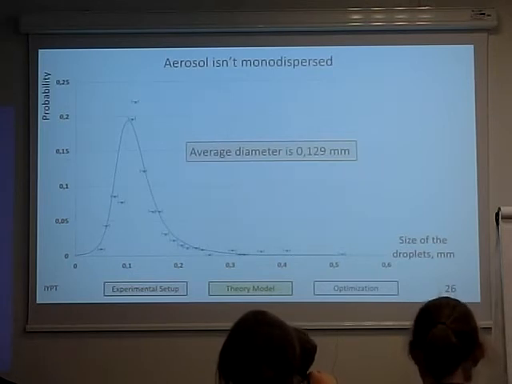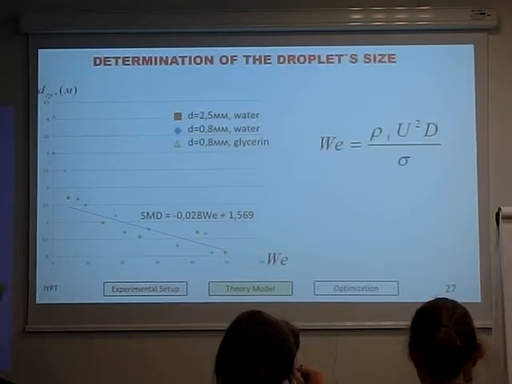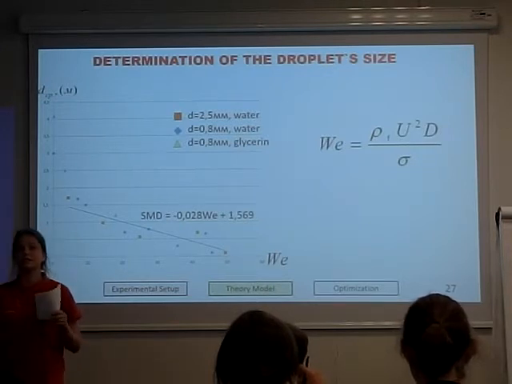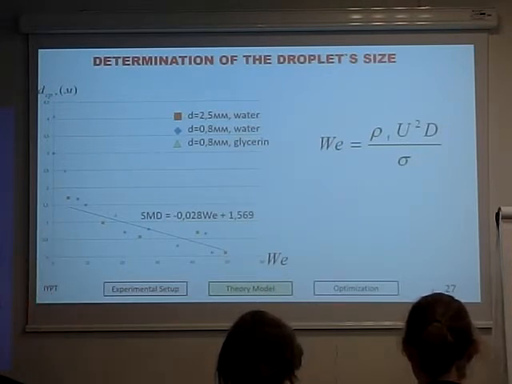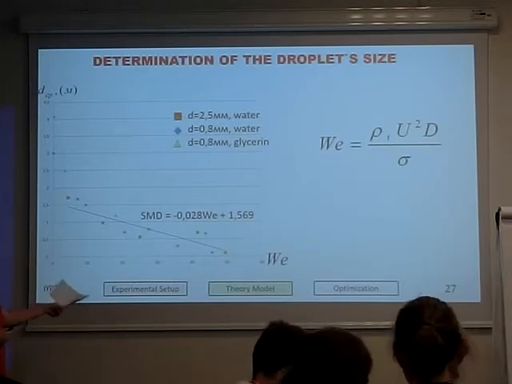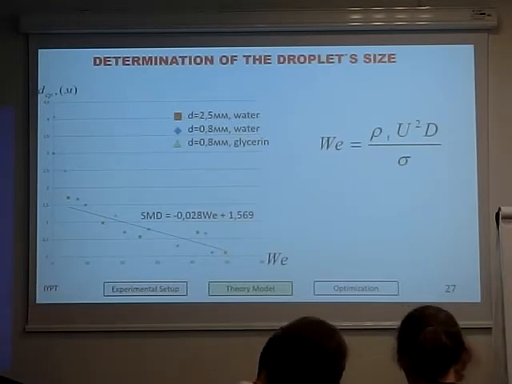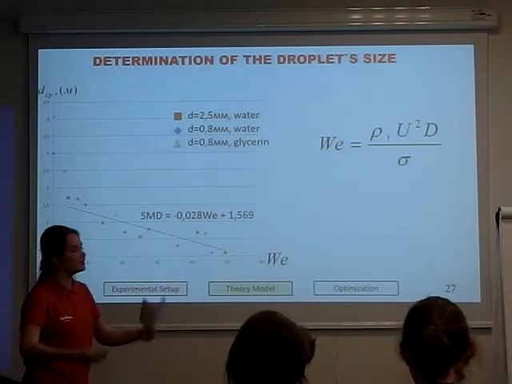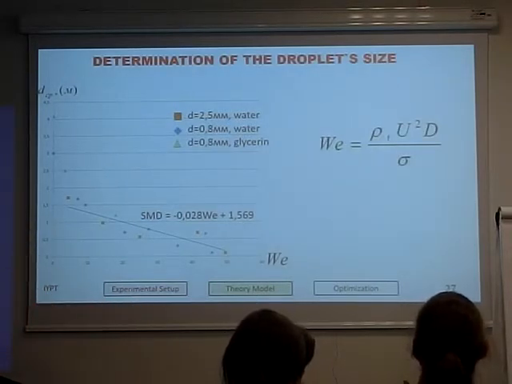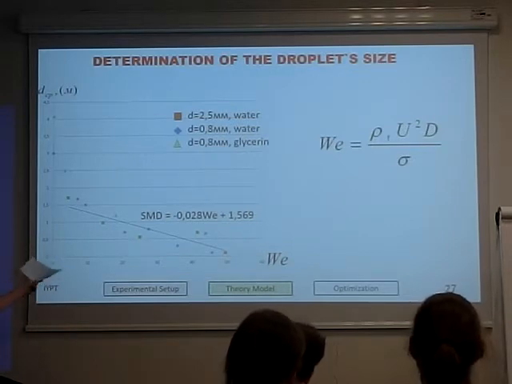the function of this distribution will be normal. After that, we understand that we need to find out the size of the droplets, and we will consider the function of Weber, and we will make an assumption that it is linear. So if we know the Weber number from the initial properties of the jet, we will have the average diameter of the droplets.